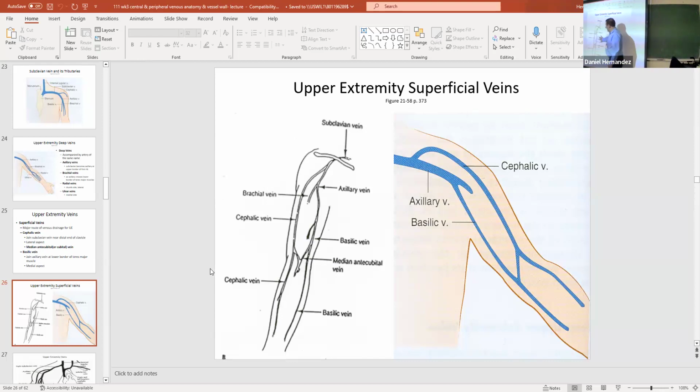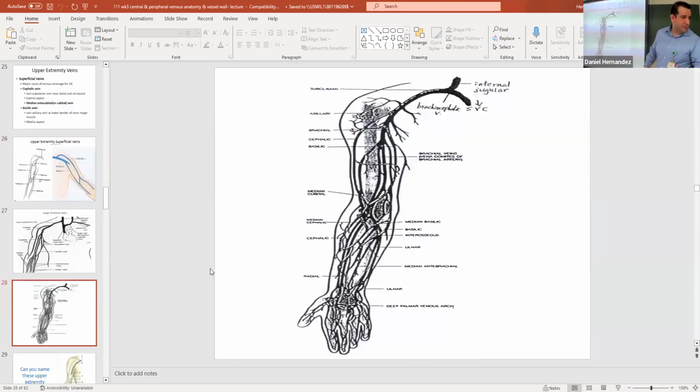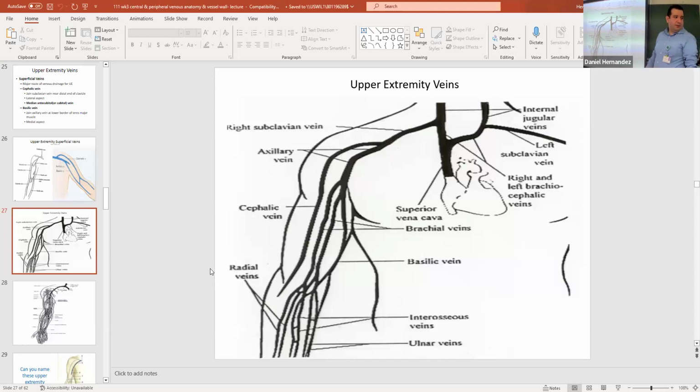That's a good picture, you know, stuff like this. If you can label stuff like that, you're going to be okay. And just some more diagrams showing your major vessel anatomy. So on here you can see both your right and left internal jugular veins.